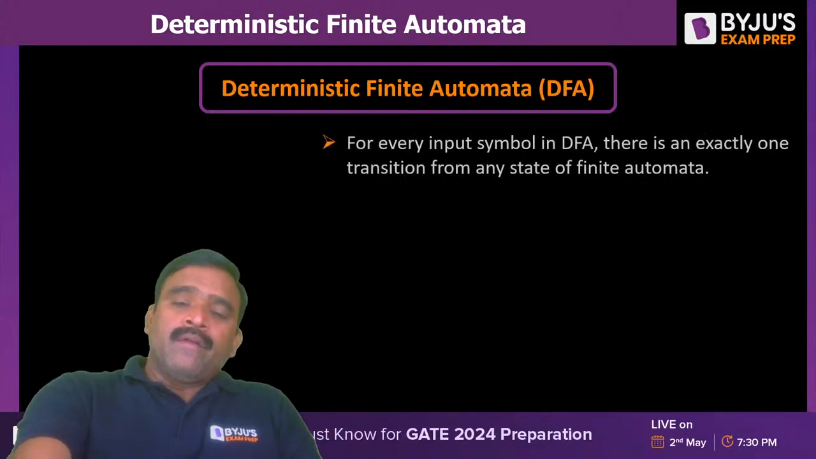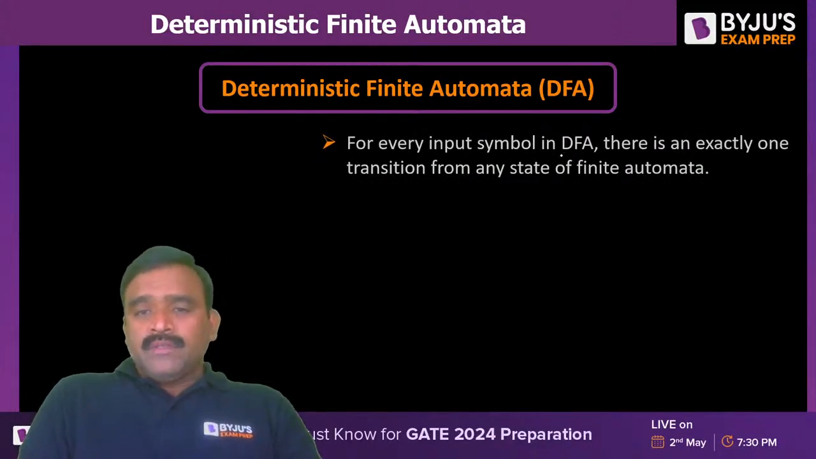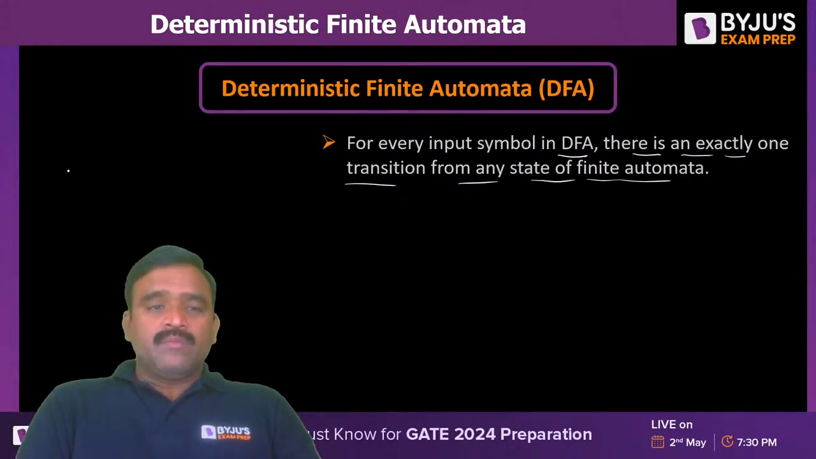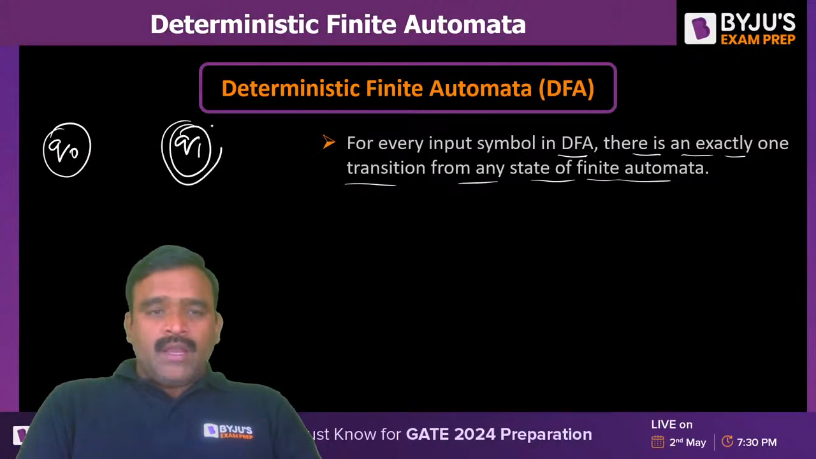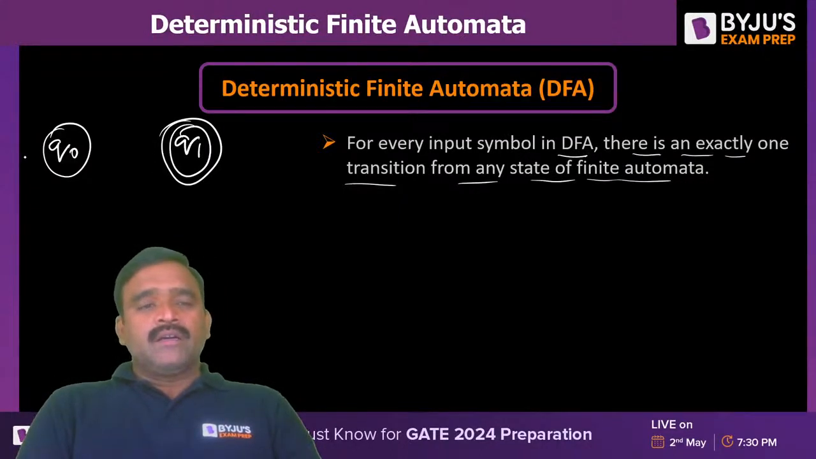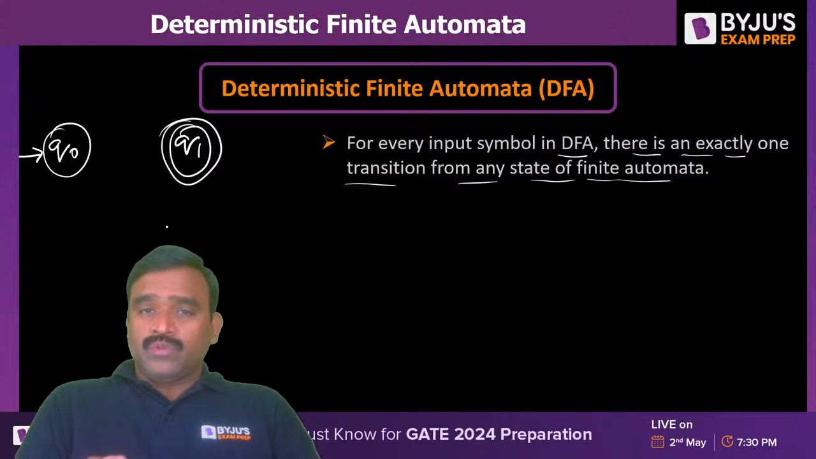So basically, for every input symbol in a DFA, there exists exactly one transition from any state of the finite automata. For example, there are two states, Q0 and Q1, let us suppose. Just assume Q0 is the initial state and Q1 is a final state.